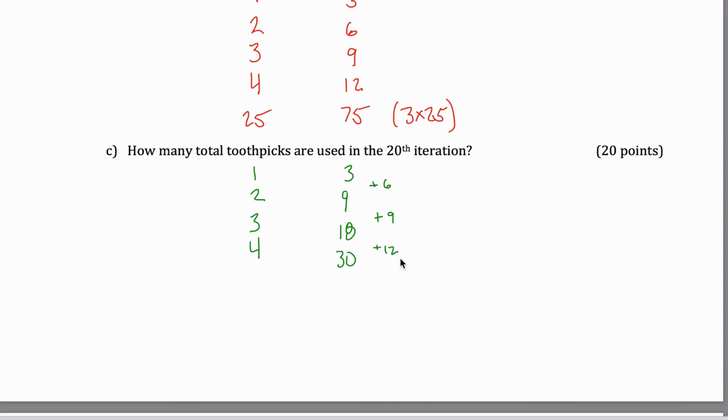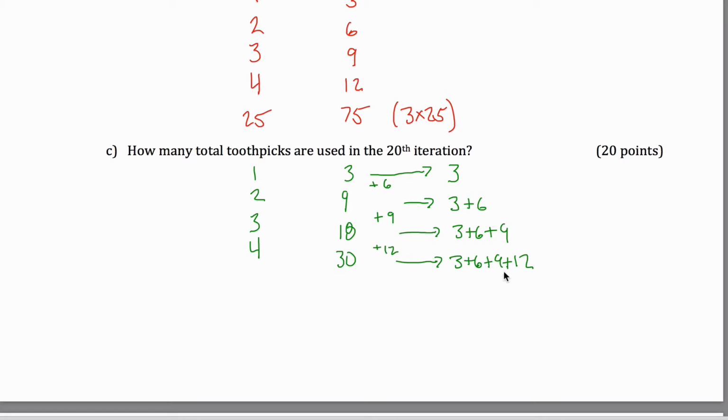But how does that help me? Well, it turns out that does help you. One way you could get there is you could say that this 3 right here is just 3. And this 9 right here is 3 plus 6. And this 18 right here is 3 plus 6 plus 9. And this 30 is 3 plus 6 plus 9 plus 12.